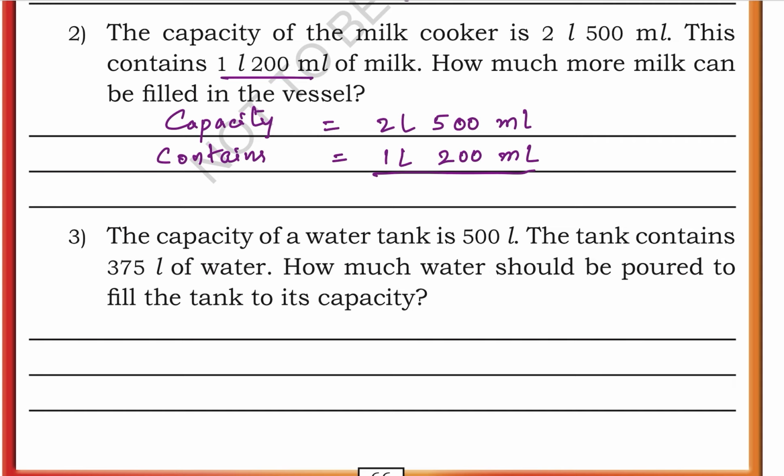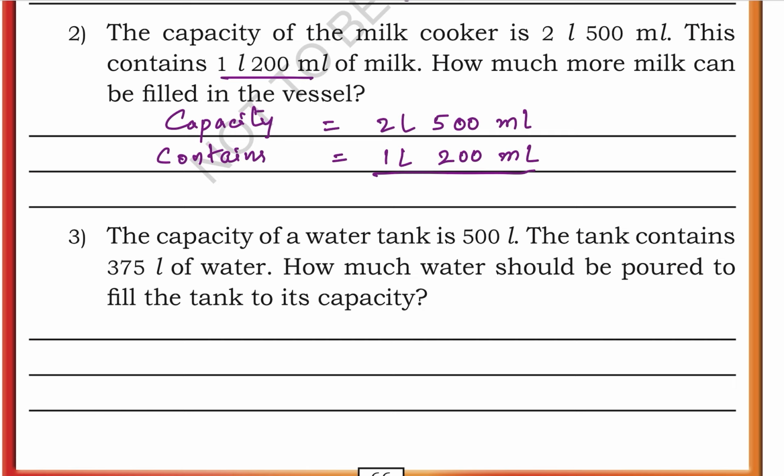It contains 1 liter 200 milliliter of milk. And how much more milk can be filled in the vessel means how much more space is remaining. You have to read, understand the question well, and you have to decide whether you have to add or subtract. Now, the total quantity of the cooker is given, and the volume of milk it contains is also given, and he is asking you how much more milk can be filled in the vessel. Then you have to subtract.